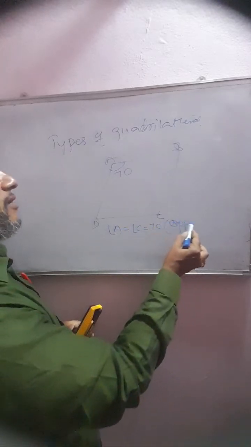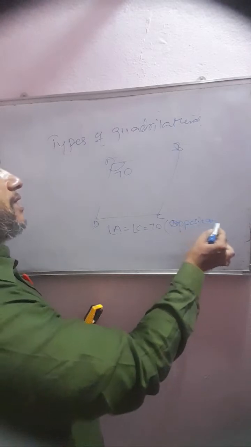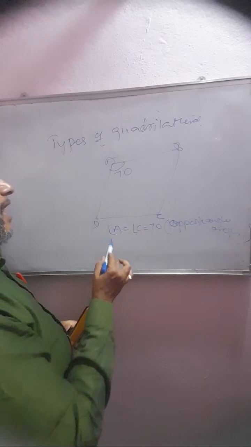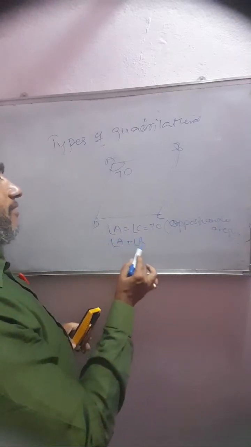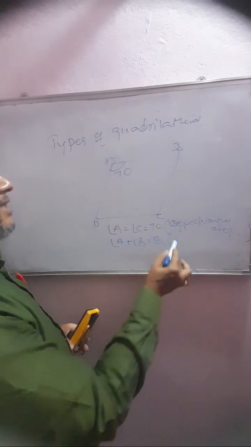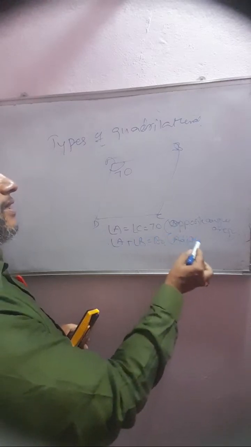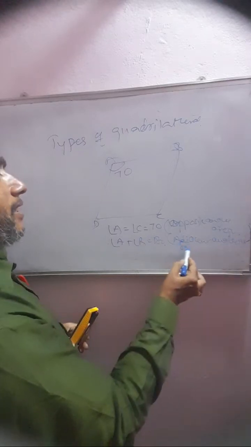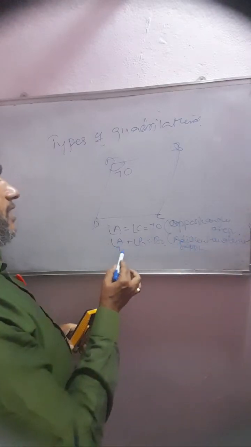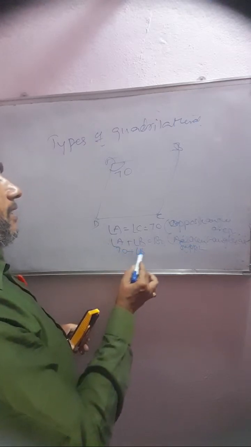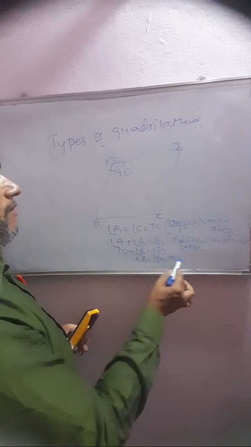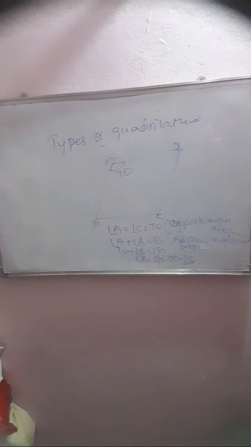Opposite angles are equal. And angle A plus angle B is 180 because adjacent angles are supplementary. So 70 plus B is equal to 180. So angle B is equal to 180 minus 70. How much is it? 110.